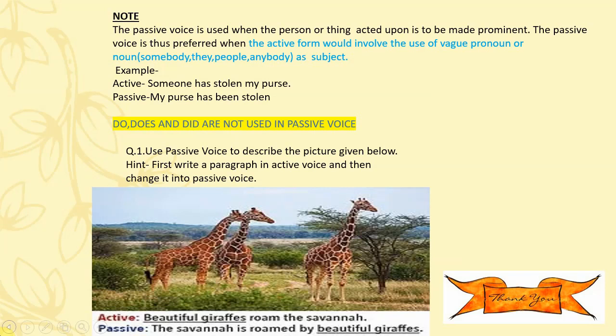I've given you a question over here. Use passive voice to describe the pictures given below. Okay. Hint: first write a paragraph in active voice and then change it into passive voice. I hope the things are quite clear to you. You need to practice all these things at home. I've tried my level best to make you understand each and every topic.